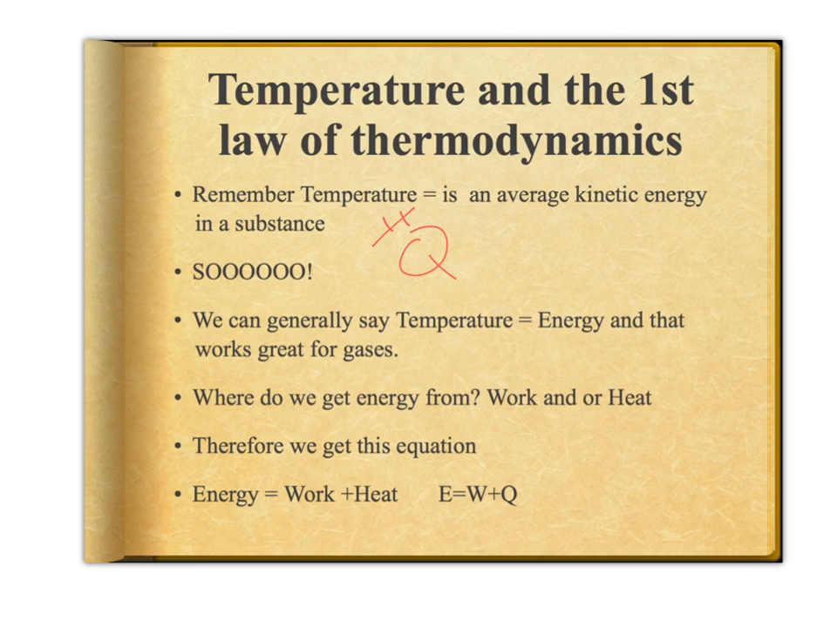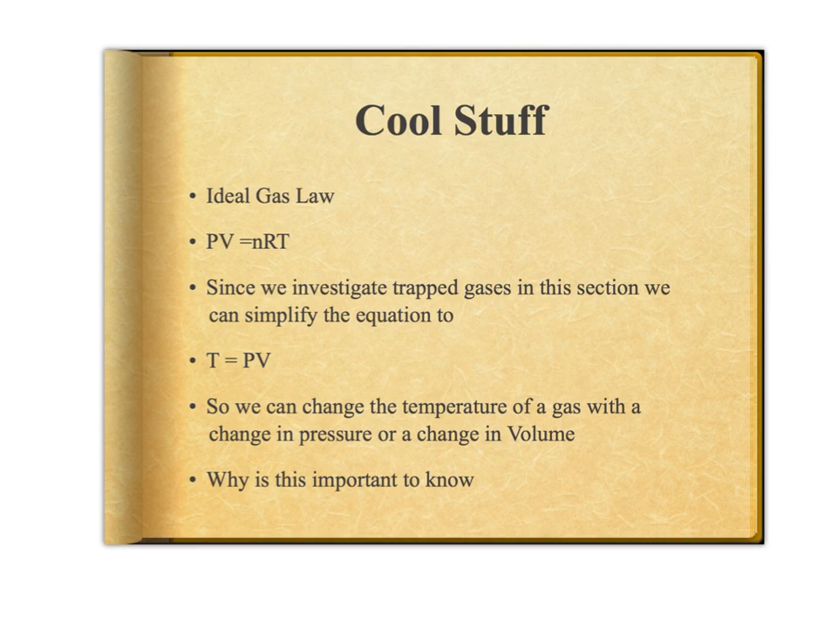Where do we get energy from? It's work done to the system or heat added to the system. Therefore, we get this equation. So here's the equation I was talking about. All right, the ideal gas law, this is from chemistry. PV equals nRT, or the ideal gas law. So what we're going to be doing here is we're going to take our ideal gas law, PV equals nRT, where n is the number of moles in the system or number of particles. R is the gas constant. So this is the ideal gas law.